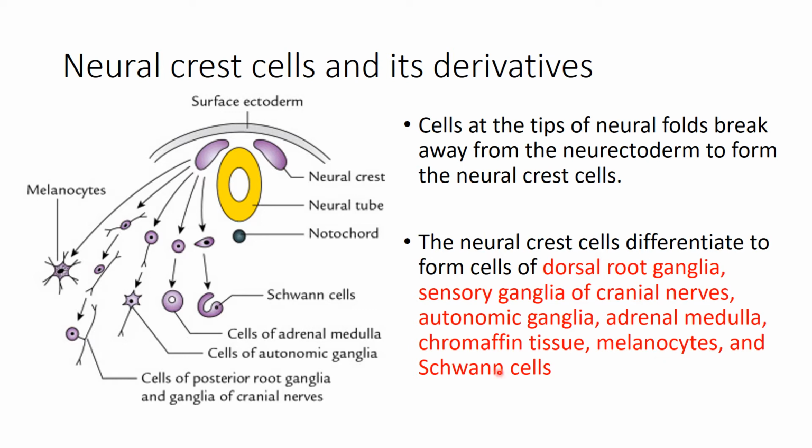melanocytes and squamous cells. You can see here they are giving rise to the melanocytes, cells of the dorsal root ganglia and ganglia of the cranial nerves. You can see cells of the autonomic ganglia, adrenal medulla, which is in the adrenal gland, and the squamous cells which form the sheath around the axons of the nerves.